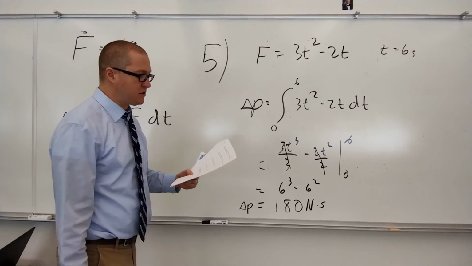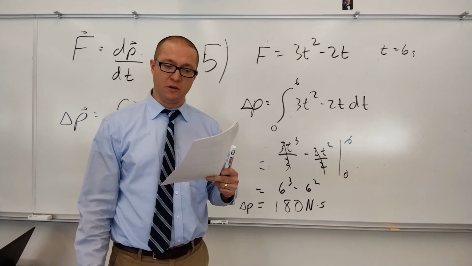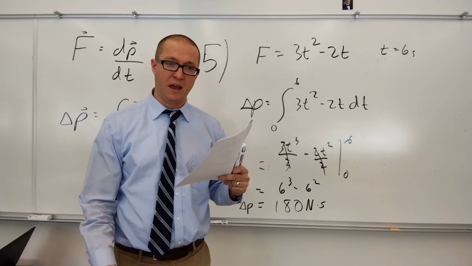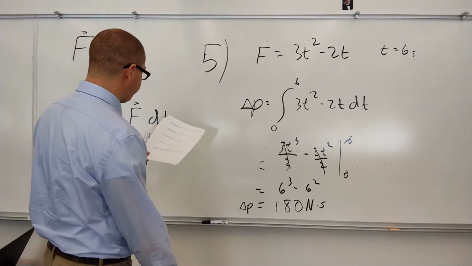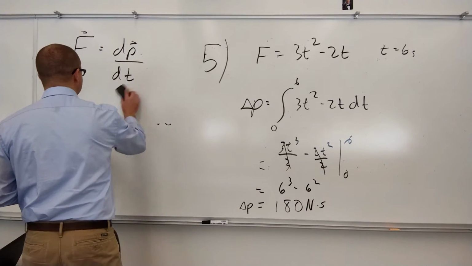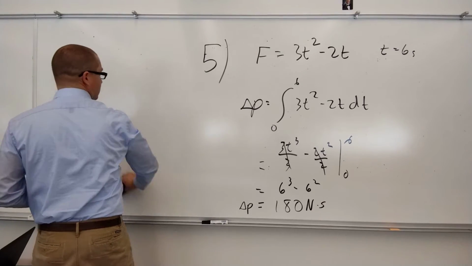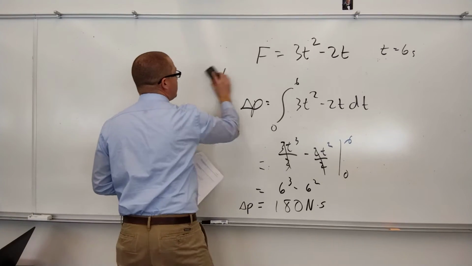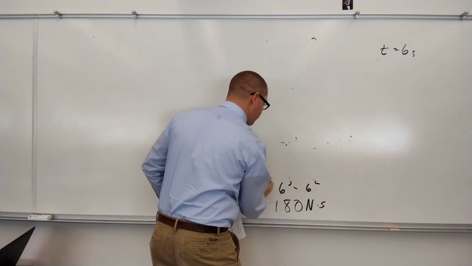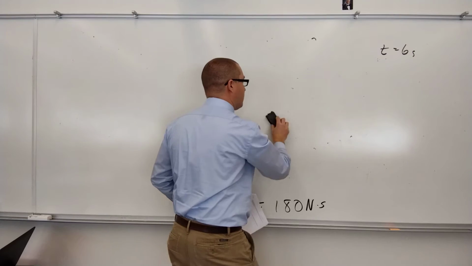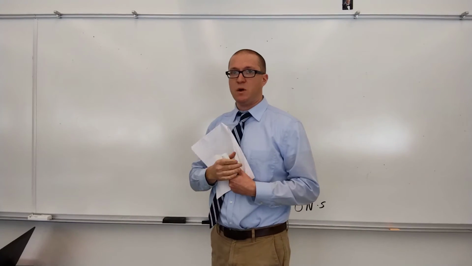So the next part says, determine the final speed of the object if its mass is 2 kilograms and it is initially moving to the left with a speed of 15 meters per second. All right. So I'm going to save this delta p here. Give myself a little more board space. I'm writing fairly large so that hopefully it translates in the video. Trying to speak up as well.